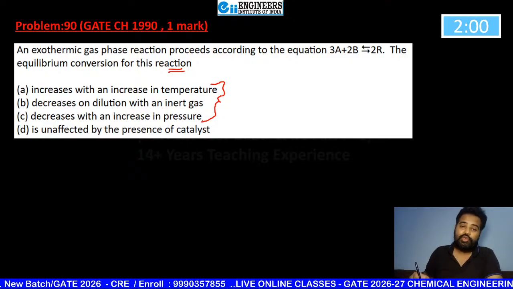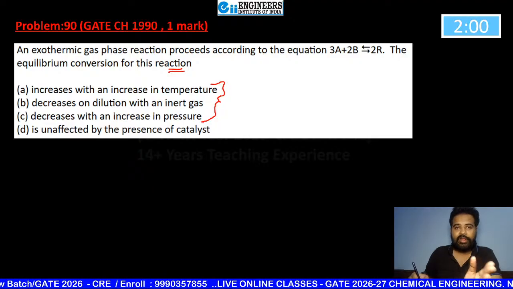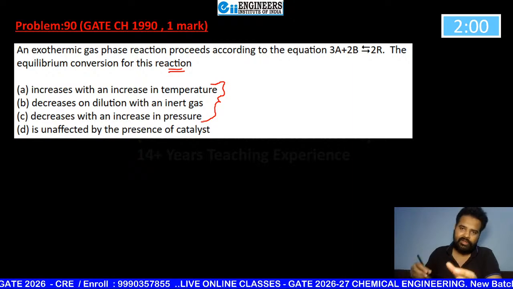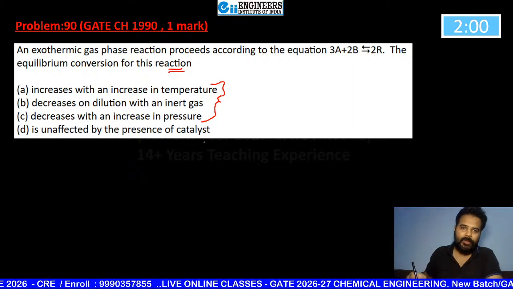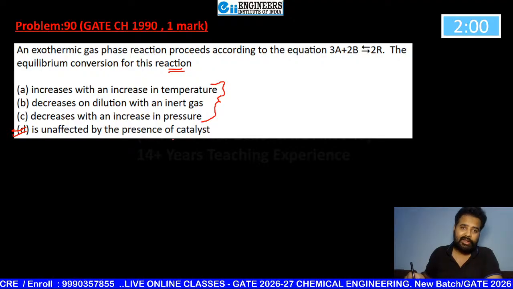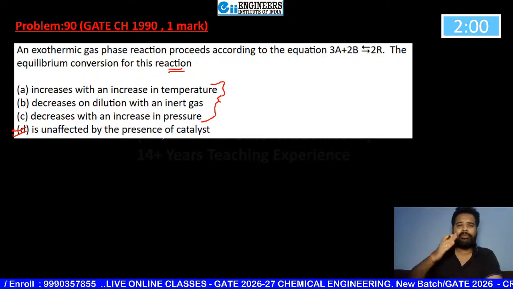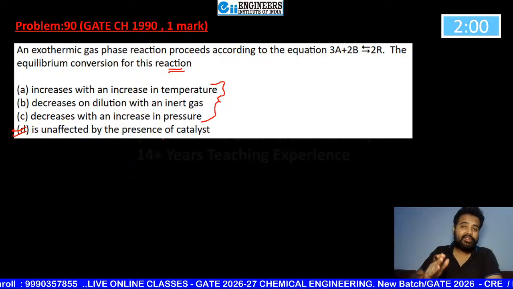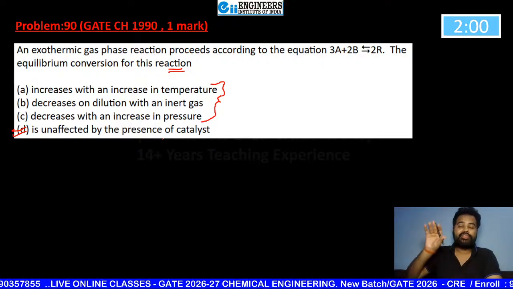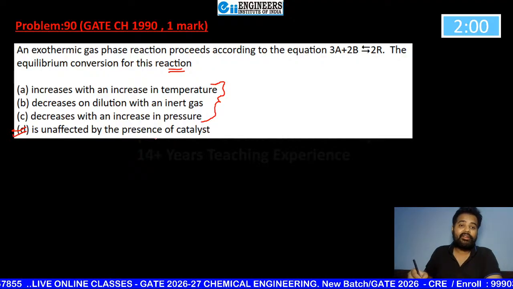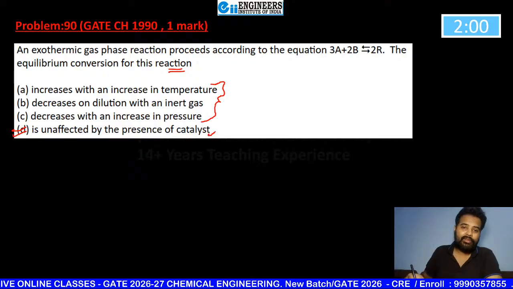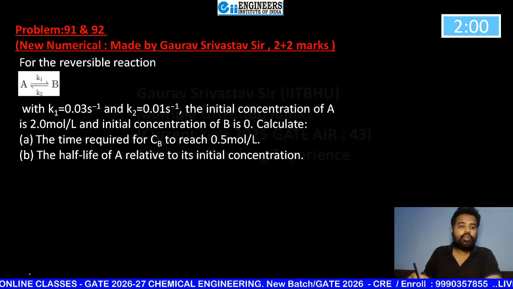Mostly you will see the equilibrium reaction rate constant's dependency upon these things in thermodynamics, but here in CRE you will also see some part. This time no need to discuss this, just see: it is unaffected by the presence of catalyst. A catalyst can't change the value of equilibrium conversion. A catalyst can increase or decrease the rate to reach that equilibrium, but it can't change the equilibrium conversion. So now please solve this one.